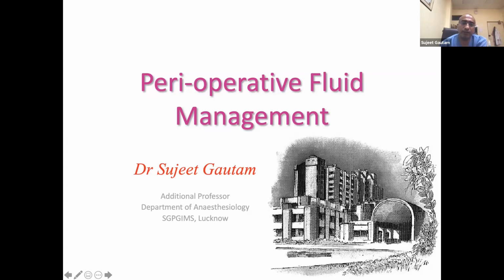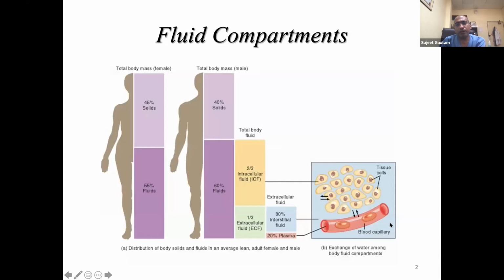This topic, I suppose, is important both for the sake of practical understanding and with respect to the outcome of the patients post-operatively, because fluid and electrolyte balance is one of the key factors which holds responsibility for determining patient outcome after the surgery. So, to begin with, I would like to start with the fluid component, the components of the body.